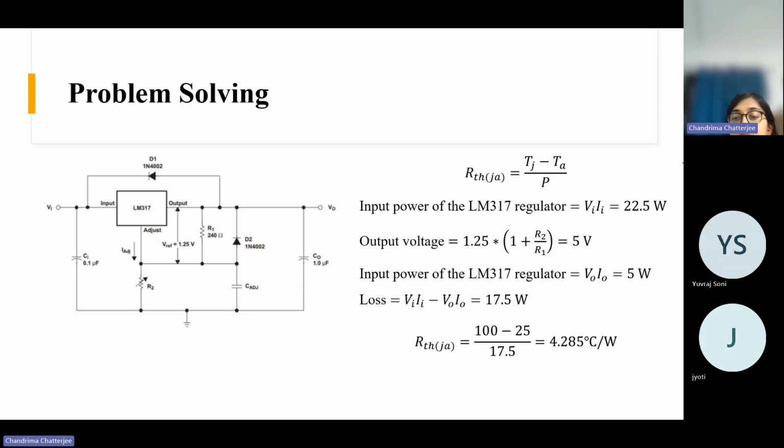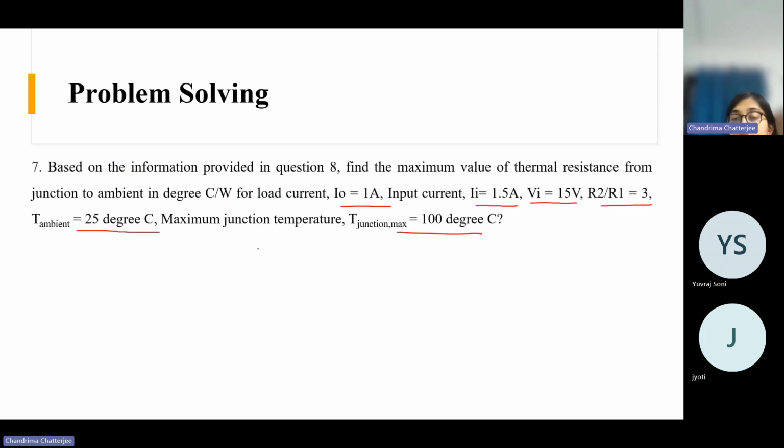So again, this is very simple. Earlier we studied how to calculate the thermal resistances, right? So this is the formula: Tj minus T ambient by the power loss. This P is the power loss. Okay. So they have provided the input current and input voltage. You can get the input power, that is VI, 22.5 watt.